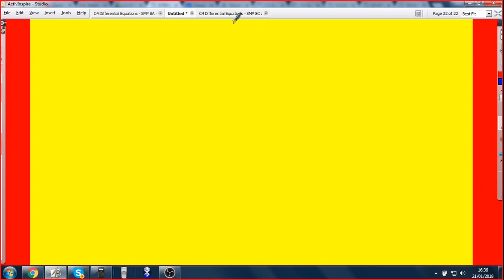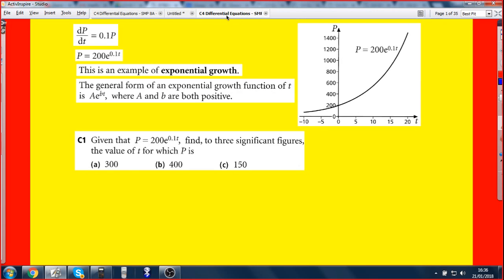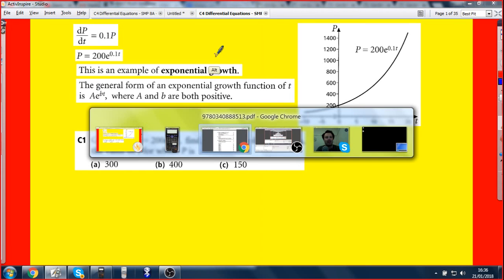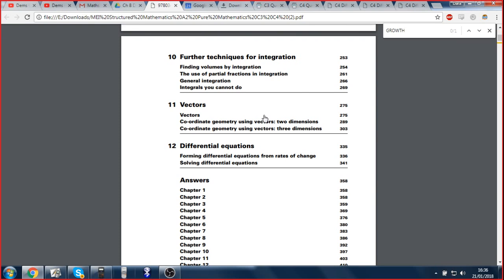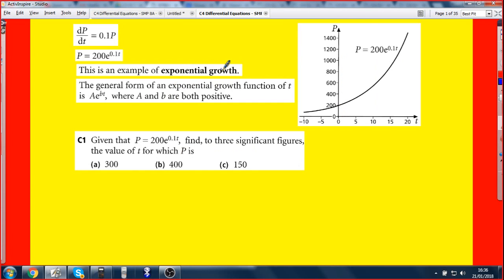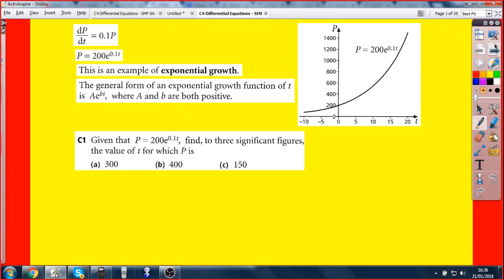Okay, so that's the differential thing. So that matches up with exponential growth. Let me just check this thing here. Forming differential equations from rates of change, and then solving differential equations. So that's what we were doing. And I think exponential growth comes before then, so I think you'll be okay with exponential growth. So it's basically find the value of t for P is this. That's just subbing in and solving, which I think you're okay for.